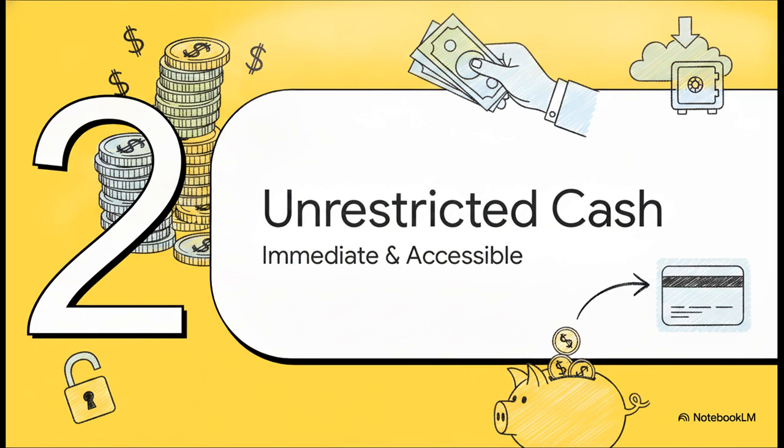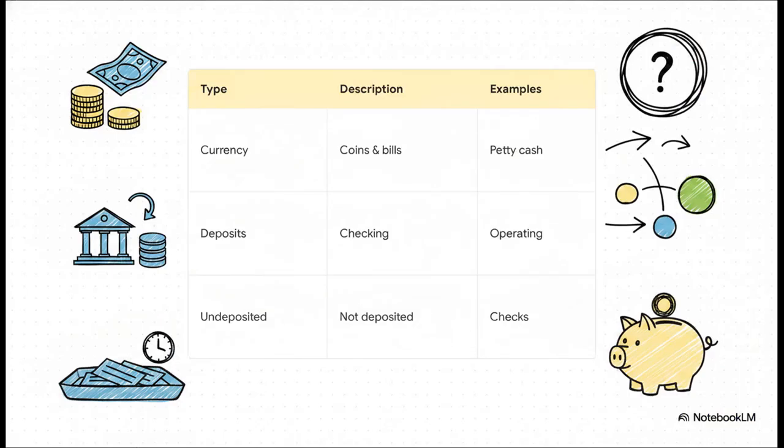Let's look at Category 1, unrestricted cash, immediate and fully accessible. What's really interesting is that unrestricted cash is way more than just a checking account. Sure, it includes your standard bank demand deposits, like a payroll account you can tap into without notice or penalty. But it also includes currency on hand. Think physical petty cash, coins in the office safe. And critically, it includes undeposited funds. If you've got customer checks literally sitting in an in tray at 5 p.m. waiting for tomorrow's bank run, that is unrestricted cash. It's money the company has immediate full access to.